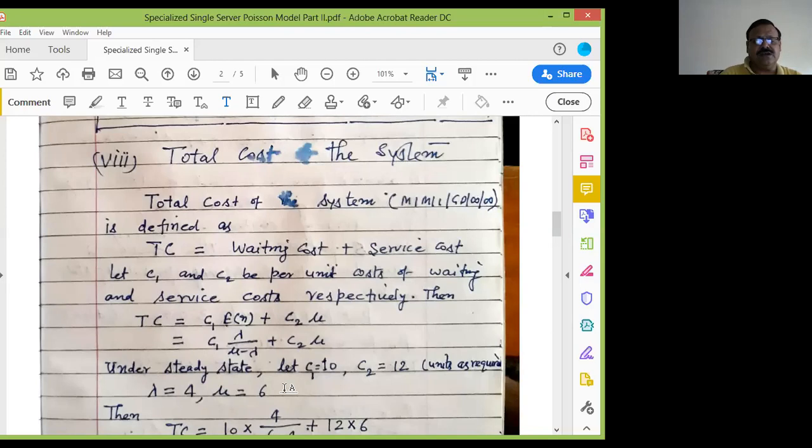And therefore C2 and mu form this aspect of the cost. Under steady state, let C1 is equal to 10, C2 is equal to 12 units. We have not mentioned the units here because this may be 1,000, maybe dollars, maybe 100, per unit, whatever it is. So there is no unit here. So lambda is 4, mu is equal to 6 in the steady state.